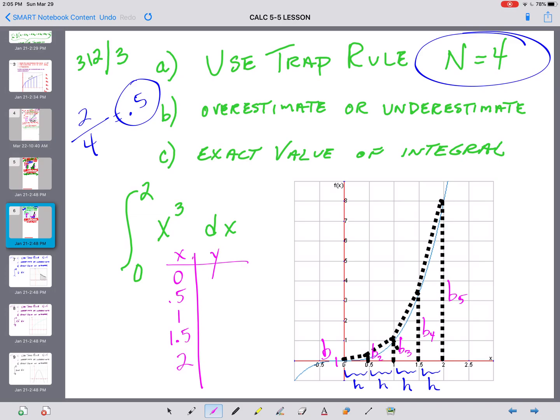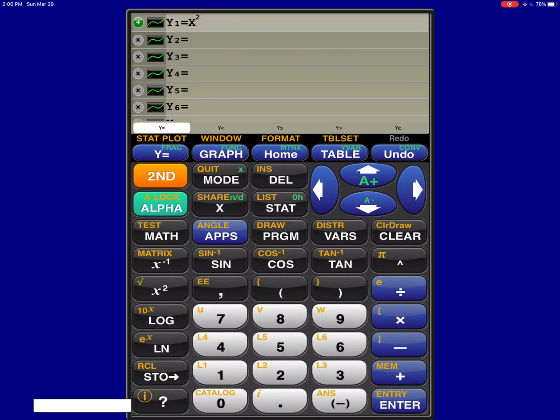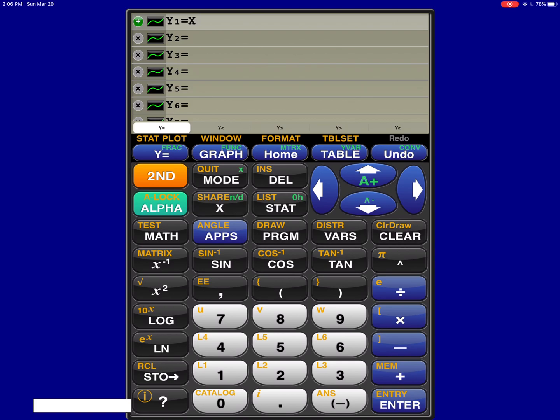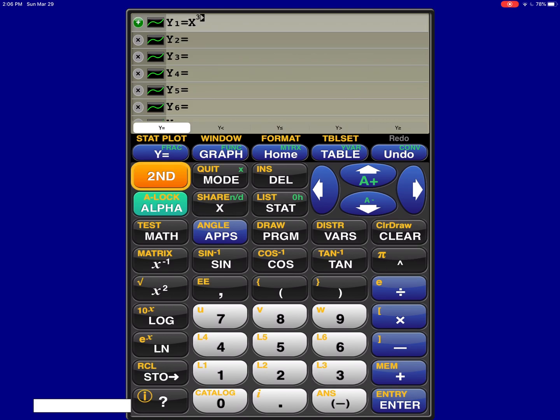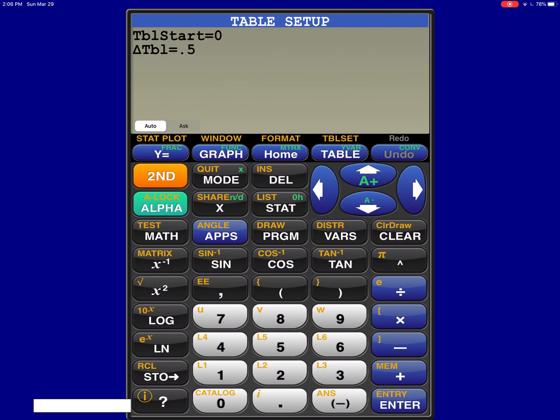Go to my calculator, plug in the equation y equals x to the third. 0 to 2 on my limits, on my table, I'm going to start at 0 and change it by 0.5. The equation is x to the third. Go up here, clear this out. It's x raised to the third. Great, my table is set. I start at 0, I change it by 0.5. That looks good. Let's go to our table.